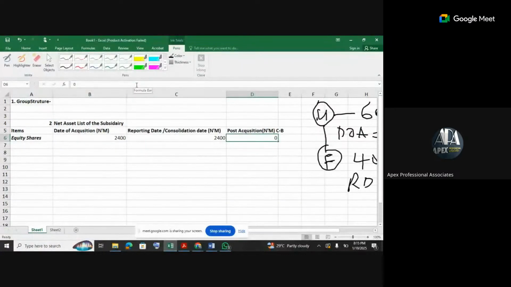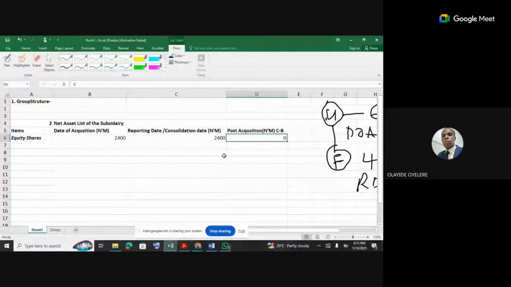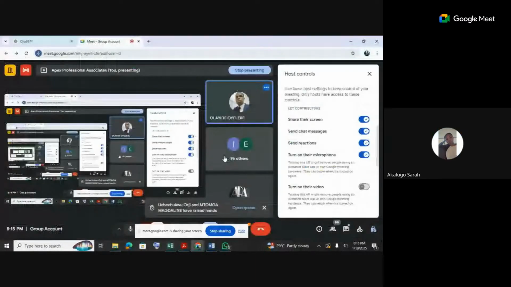C minus B. Sir, which equity are we actually bringing now, sir? Which of the equity? Subsidiary.